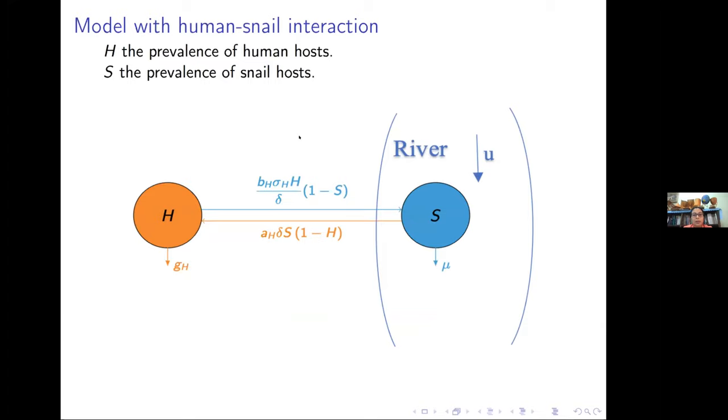Now the model with humans and snails. Let this be the prevalence of the human host. S is the prevalence of the snail host. GH is the recovery rate for human host infection. BH is the rate of snail infection to human. Sigma H is the density of the human host. Delta is the density of snails. AH is the rate of incidence for one single human host. And as we know, snails stay inside the river, and mu is the death rate of snails. U is the flow of the river.